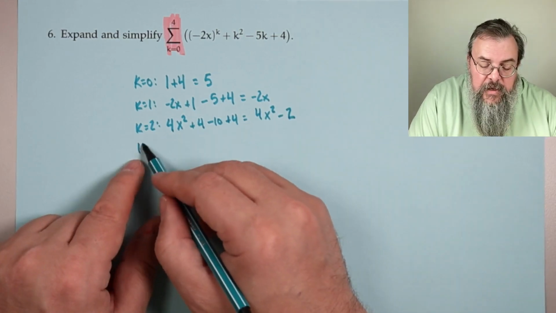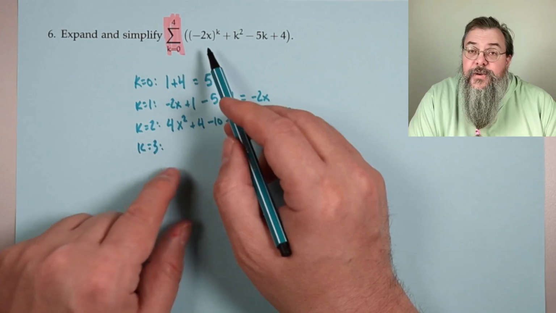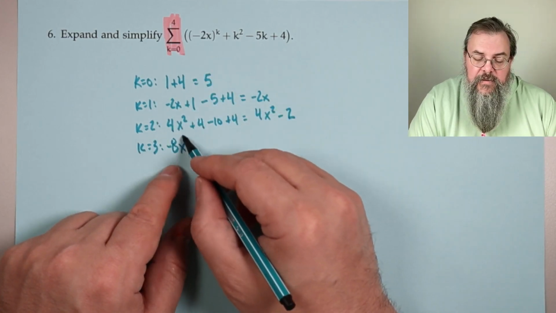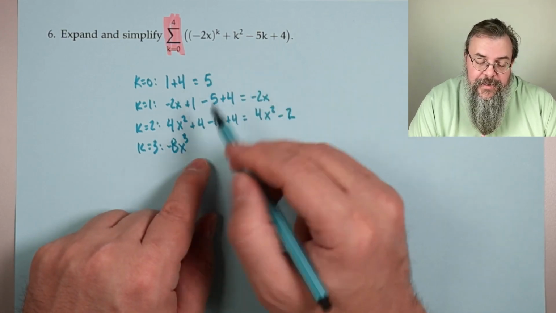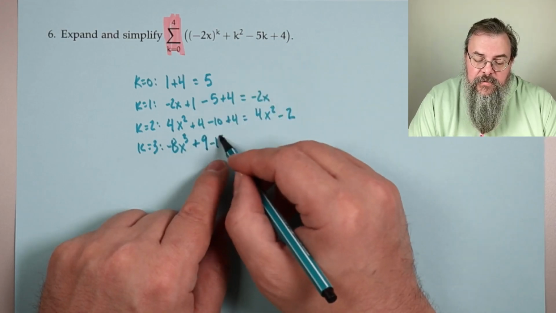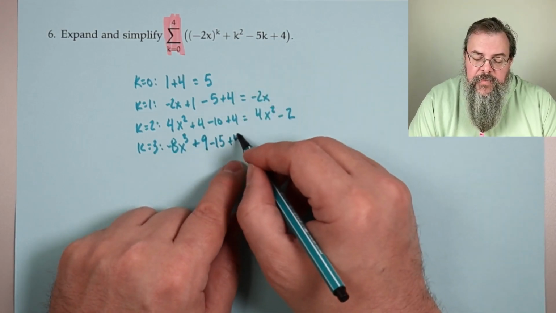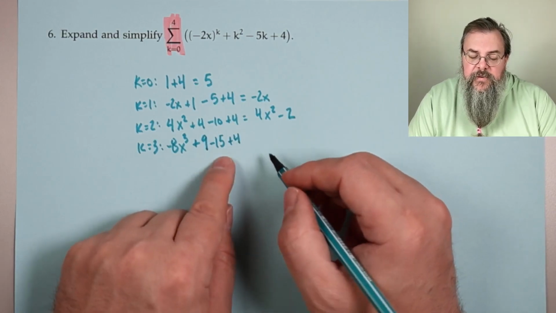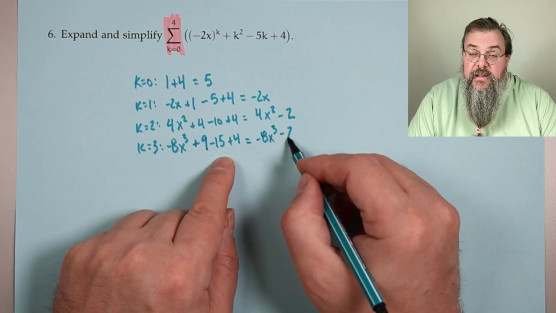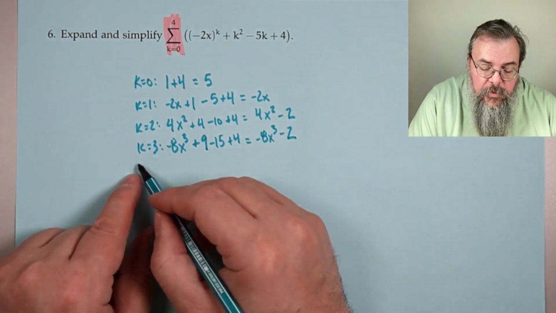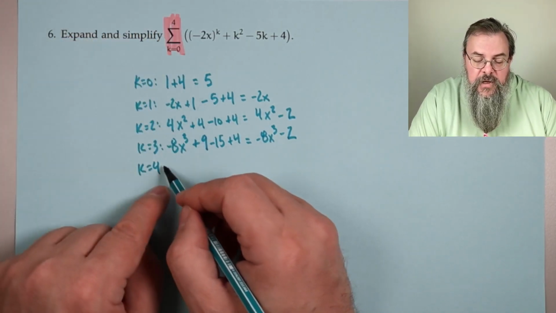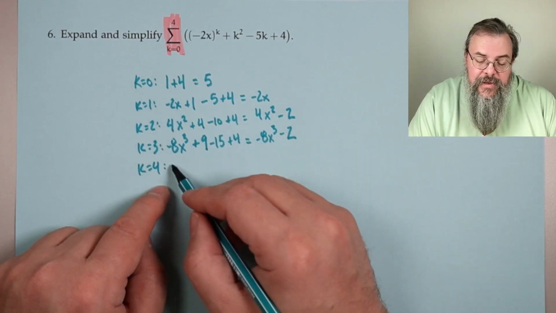For k equals 3, minus 2 times x quantity cubed, but minus 2 cubed is minus 8, and then we have x cubed. 3 squared is 9, 5 times 3 is minus 15, and plus 4. Now, 9 plus 4 is 13, minus 15 is minus 2. So we have minus 8x cubed minus 2. And our last one, k equals 4, right? Because we need to start at 0 and end at 4: 0, 1, 2, 3, 4. Minus 2 to the 4th is 16.